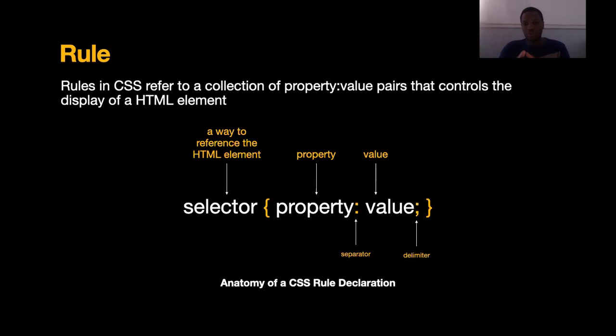So if you look at the anatomy of a CSS rule declaration, you notice that we have a selector. The only difference between the rule declaration and the style declaration is that the style declaration is embedded inside the rule declaration, enclosed by curly braces, and then you have a selector, which is what you use to target a particular HTML element you want to modify, right?